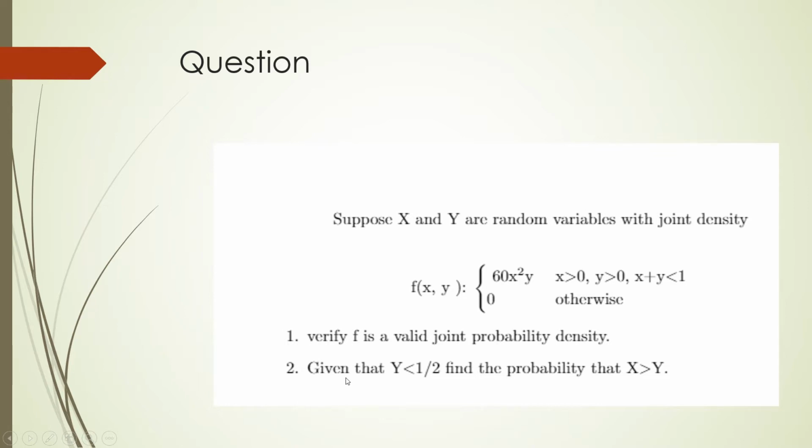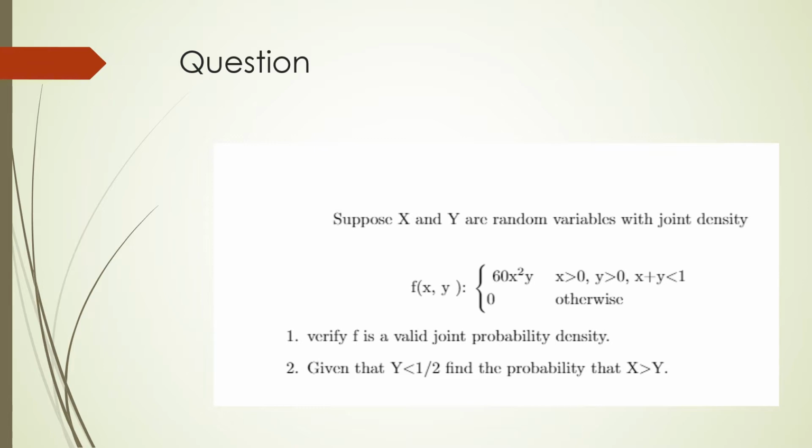So the first question is you need to verify this f is a valid joint density, and the second question is, given y is less than 1/2, you need to find the probability that x is greater than y. Let's do this.